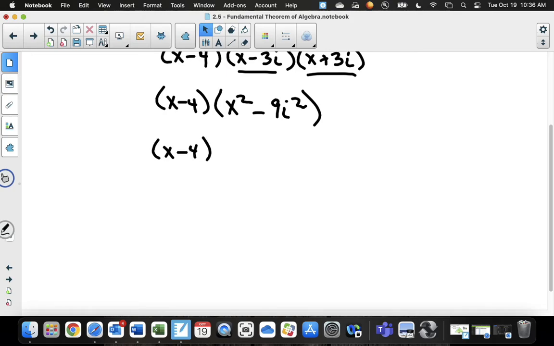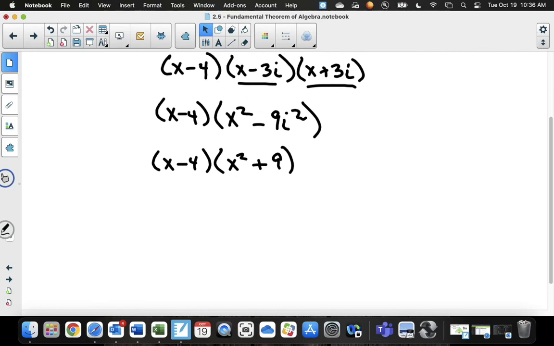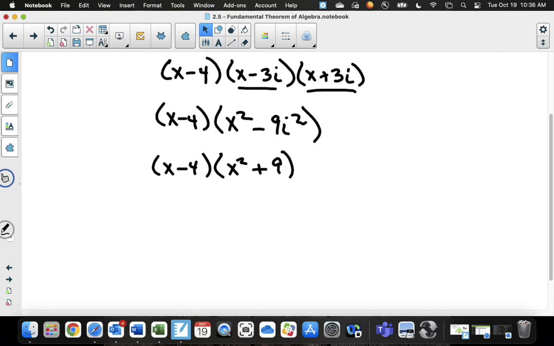Let's get rid of that i squared. x squared plus 9 is your second factor, because i squared equals negative 1. And once again, I'm not done, but I'm going to be done. Now if I wanted, we said this would come from a cubic function. Now you would multiply this out. You'd FOIL it out from there to get your cubic function. Okay? So you would keep going to get x cubed, whatever.